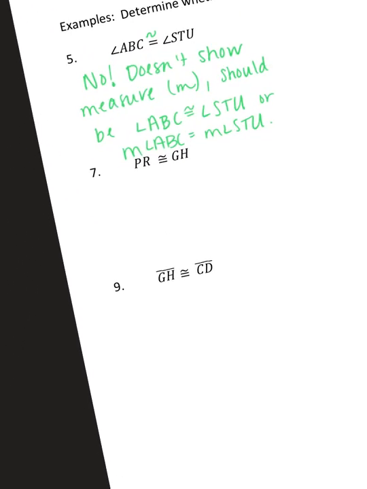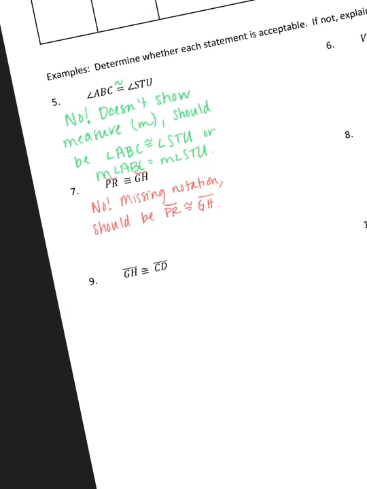Okay, and number 7, we have a segment length PR is congruent to segment length GH. So again, no notation, so that would mean length, but we have this congruent symbol here. So that's not correct, okay? If this is congruence, then we need the notation above PR and GH. So this is missing notation, and it should be segment PR is congruent to GH. Or again, if they're equal, no notation above PR and GH with an equal sign instead.